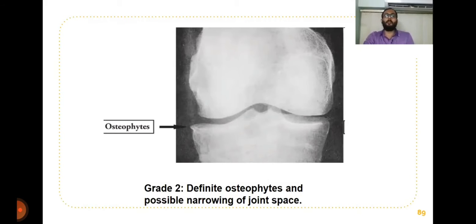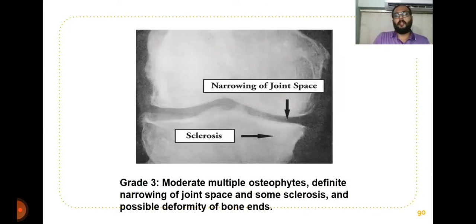In grade 2, there will be definite osteophytes and possible narrowing of joint space. And please note that the medial compartment will be less than the lateral compartment in grade 2, in AP view on standing X-ray. And in grade 3, definitely there will be large, multiple osteophytes, definite narrowing of the joint space, and sclerosis, and possible deformity of the bone ends.